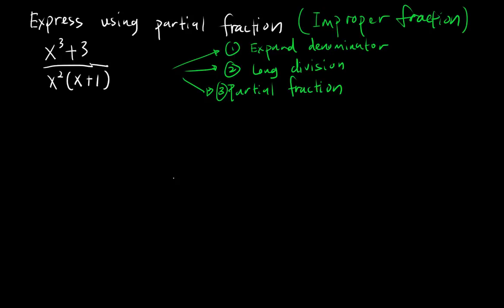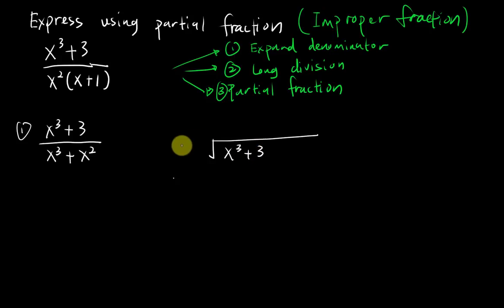The first thing is I will expand the denominator. So expand the denominator, and this is what I will get. If I expand, I actually get x cubed plus x squared. Then I will do the long division. I hope you still remember how to do long division. Basically it is the numerator divided by the denominator, so I write the numerator inside, divided by x cubed plus x squared.